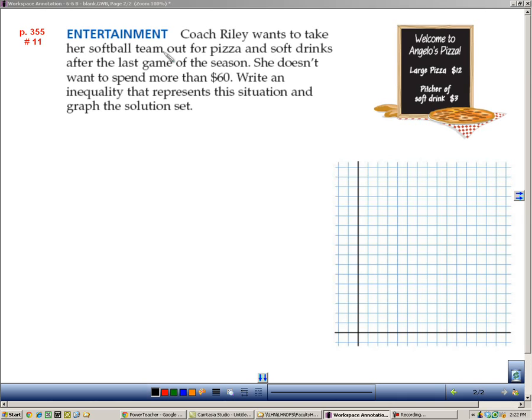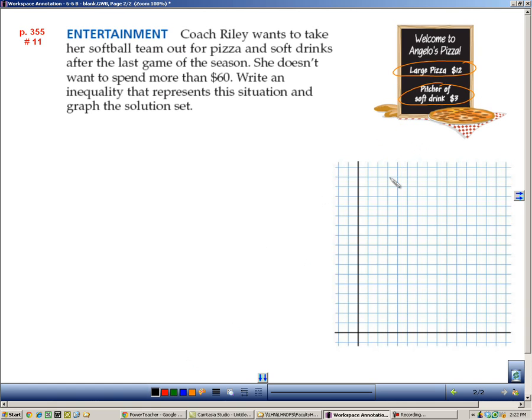Here's another real world problem. It says Coach Riley wants to take her softball team out for pizza and soft drinks. She doesn't want to spend more than $60, and we have to write an inequality. Well, here's some important information. The large pizzas cost $12, and the soft drinks cost $3.